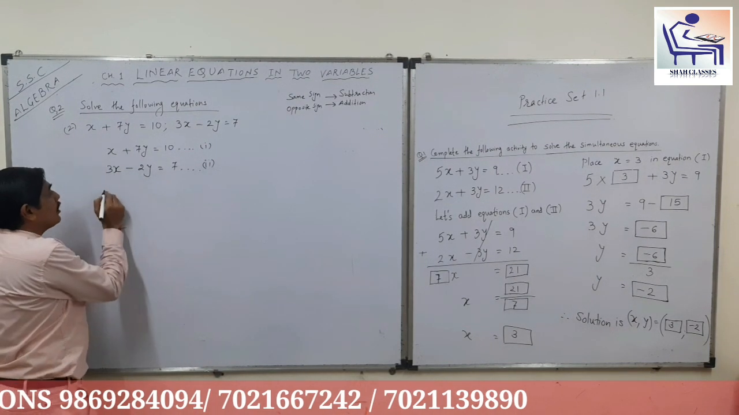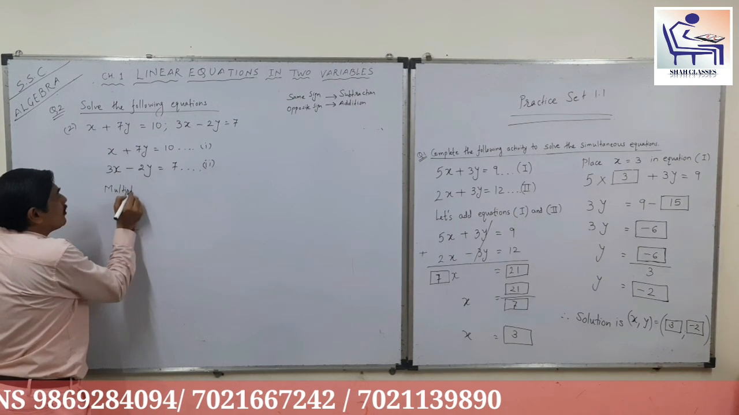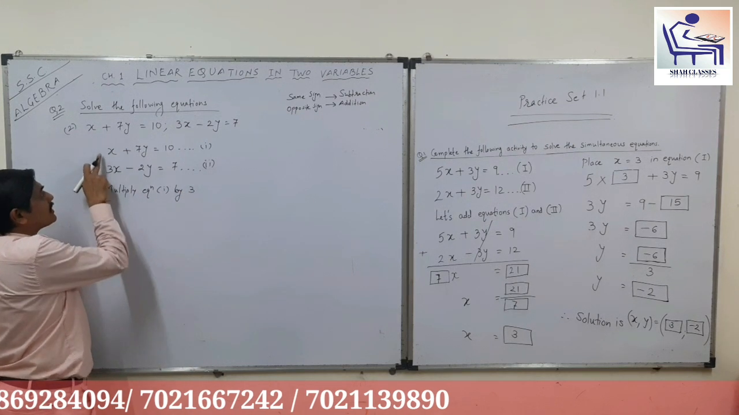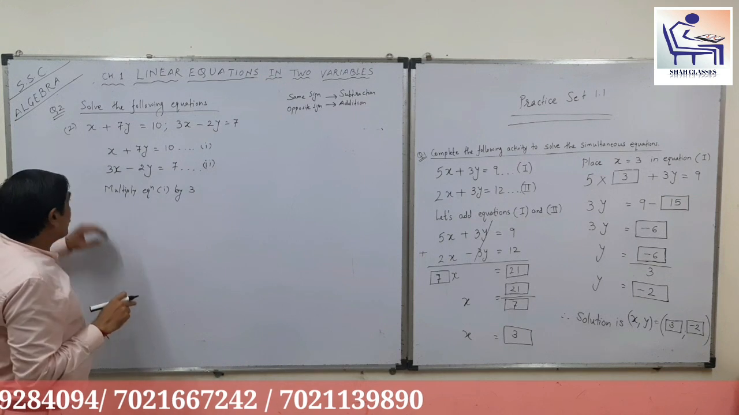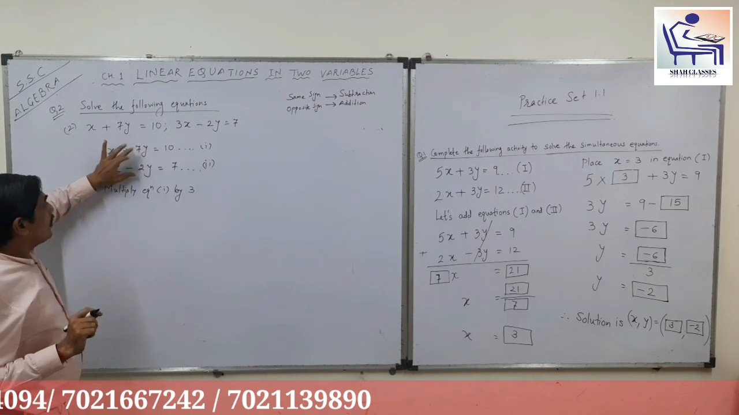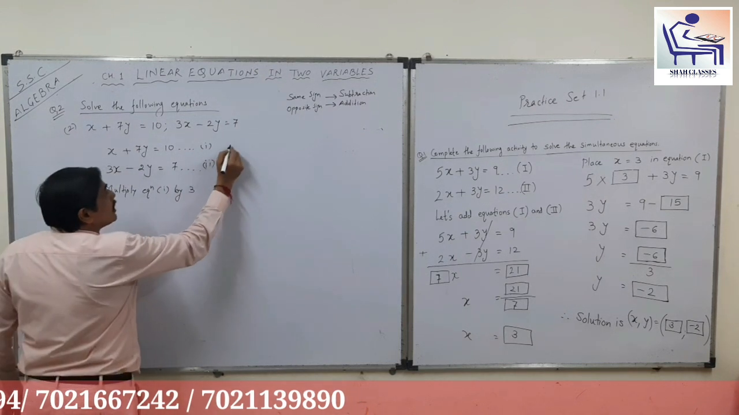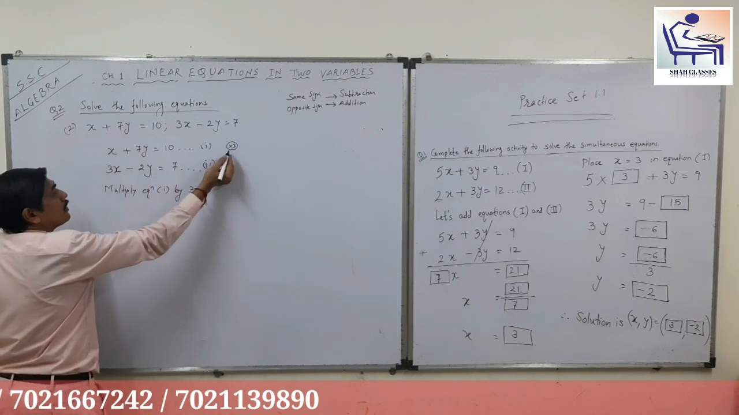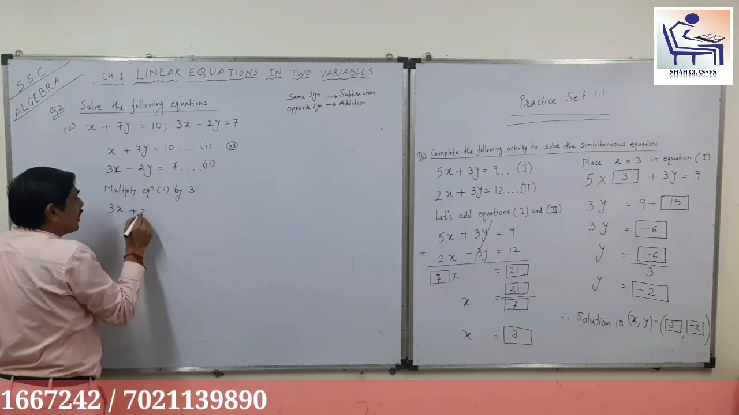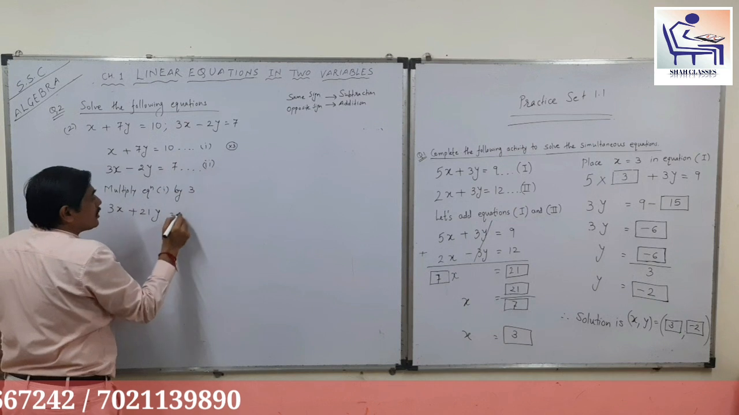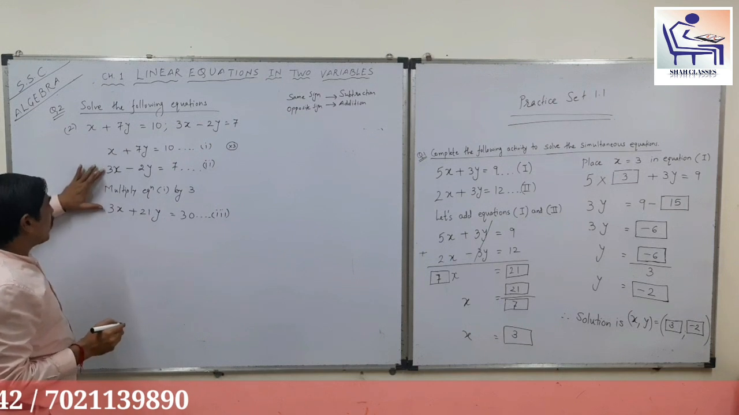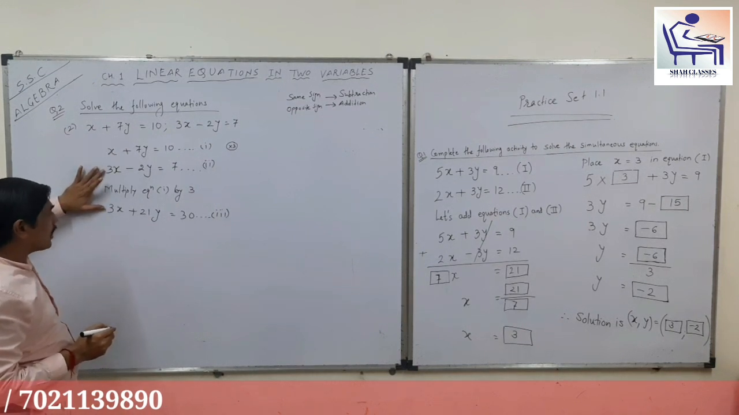सो हम यहाँ पे क्या करेंगे? मल्टीप्लाई इक्वेशन 1 by 3. Why 3? Because we want the same variable. But remember, when you are going to equalize this variable x, you will get the value of y. Okay? So now multiply equation 1 by 3. Simply we will multiply the first equation by 3. So 3 into x, 3x, 3 into 7, so 21y, 3 tens are 30. This is your equation number 3. Now you can notice here we got the same coefficient for the variable x.